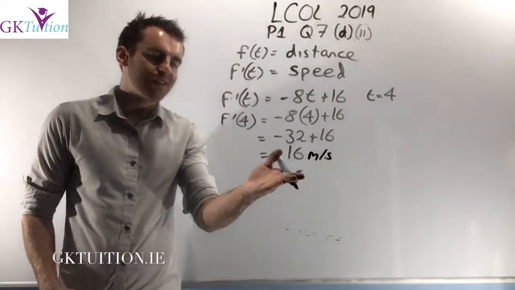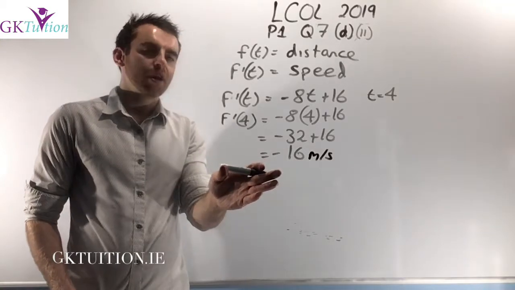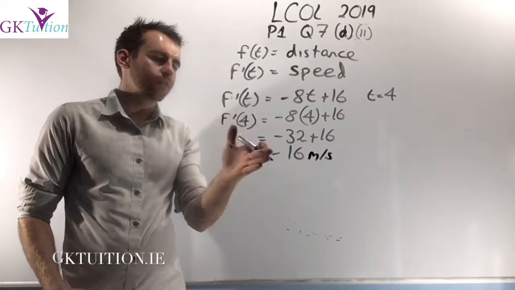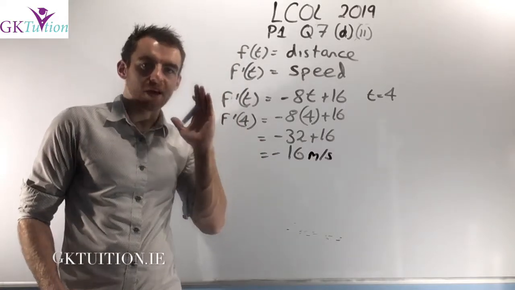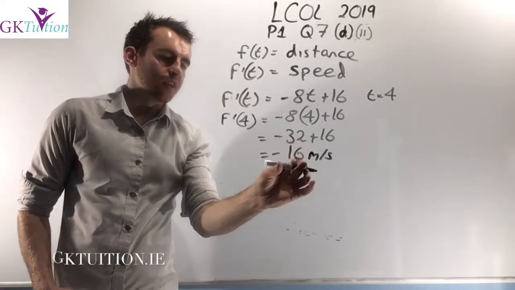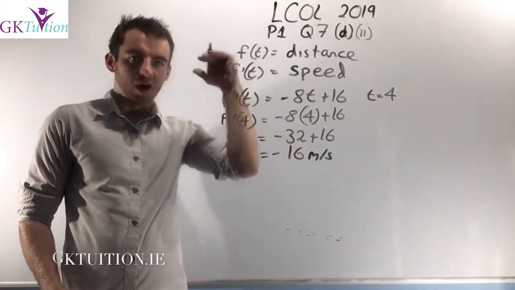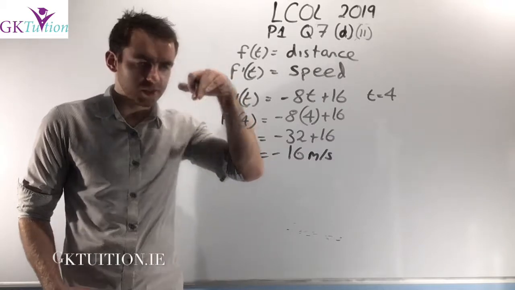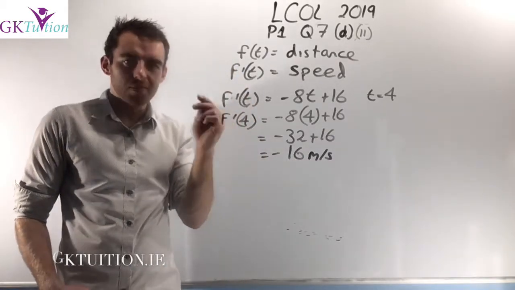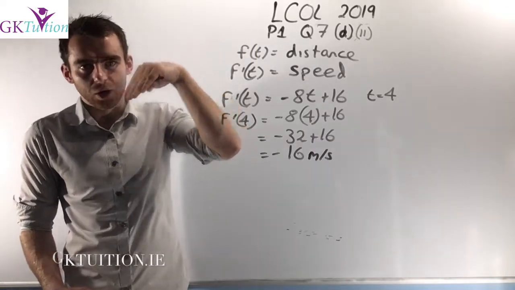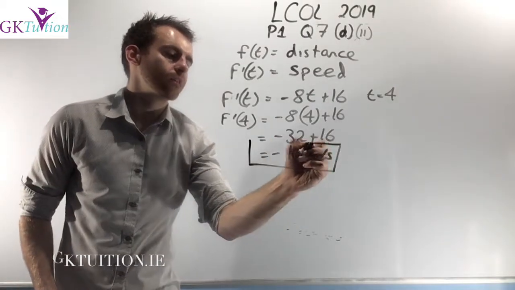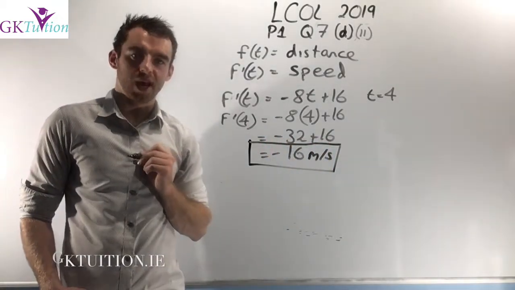Now the reason this is negative is because remember, we're talking about the height of the ball. If the speed works out positive, that means the height is getting bigger, which means the ball is going up. If this works out negative, that means the height is getting smaller. The ball is going down. So the speed of the ball is negative, which means it's going down, getting closer to the ground. The height is decreasing. So your final answer here is minus 16 meters per second.